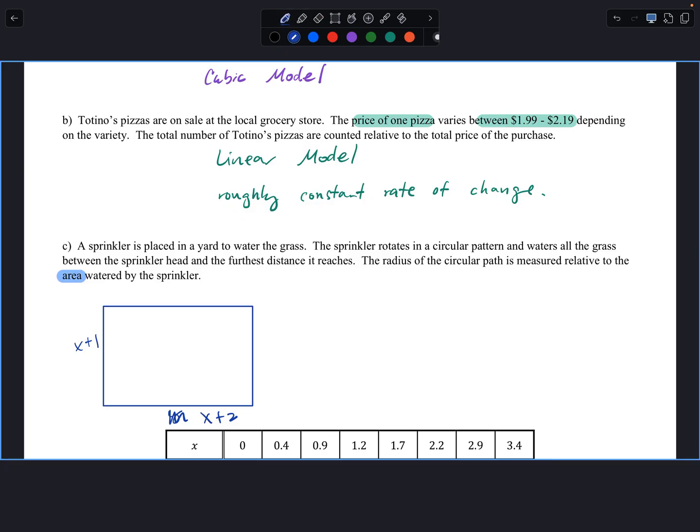But this is quadratic. The way that you know that is because it's area.